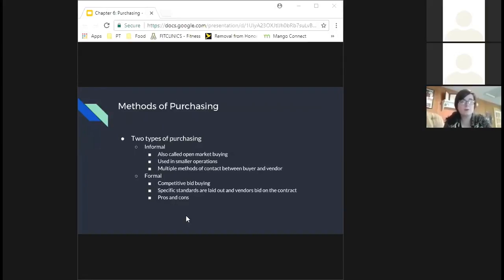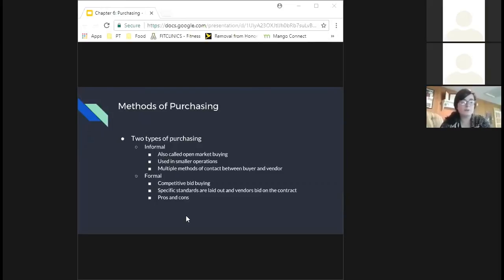Then there's formal purchasing, which is also called competitive bid buying. It's similar to informal purchasing. It's where the buyer sets standards for quality, and then multiple vendors bid on it. The contract is most often given to the vendor that meets the standards and has the best price.